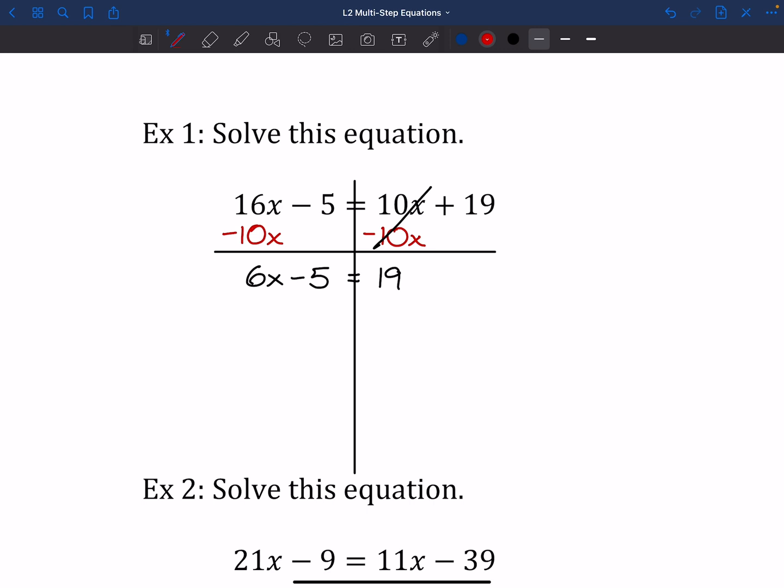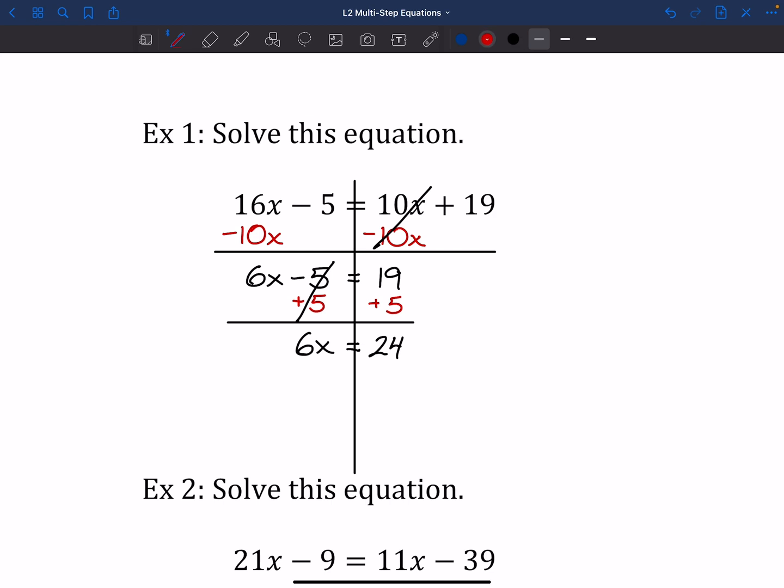So because we have 6x minus 5, right, that minus 5 is hanging out with the x's. We don't want that there. So because it's minus 5, I'm going to have to do the opposite and add 5 to move that over. All right, so we'll do that. So again, moving down to the next line, those 5's cancel each other out. That's what we were hoping for. So all that's left over there is 6x. On the other side, 19 plus 5 is 24.